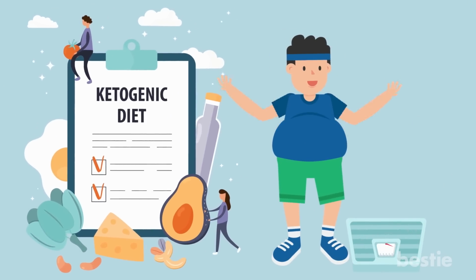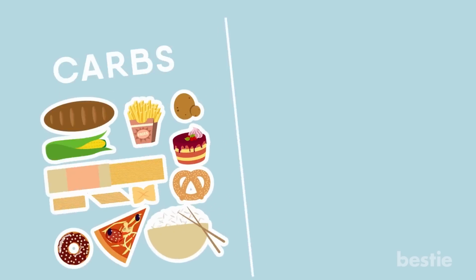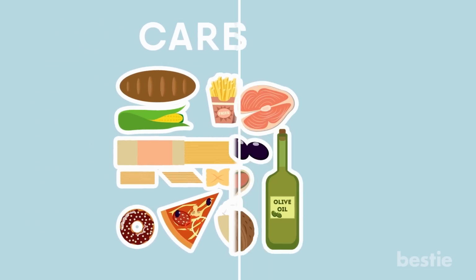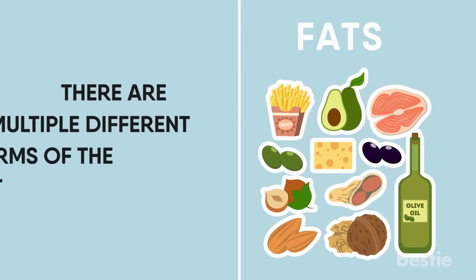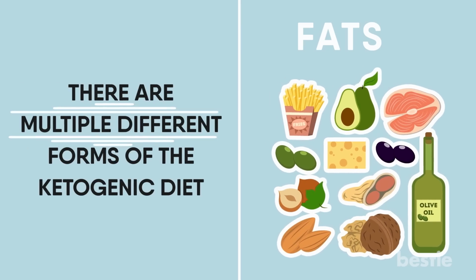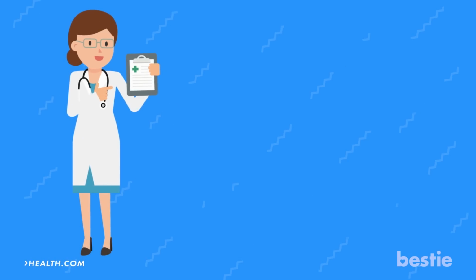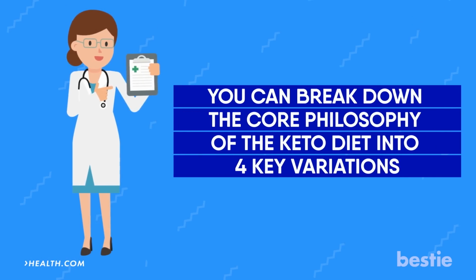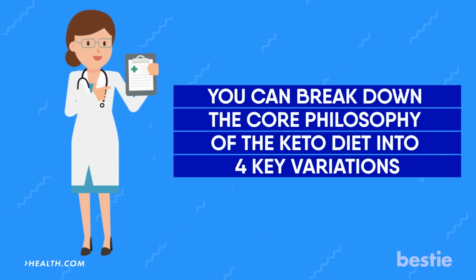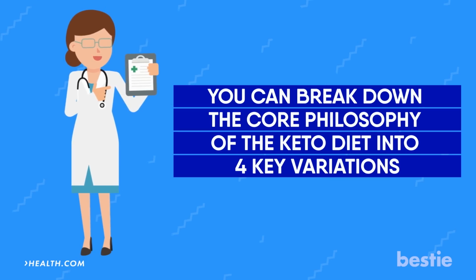The ketogenic or keto diet is a popular mode of meal plan among people trying to lose weight, which focuses on a diet that's low in carbs but high in fat. But that's something of a reductive take on the keto diet. In fact, there are multiple different forms of the ketogenic diet, with some of these subcategories working better for some people's diet plans than others. According to registered dietitian Julie Upton of health.com, you can break down the core philosophy of the keto diet into 4 key variations. And today, we're going to go into these 4 variations in further detail.